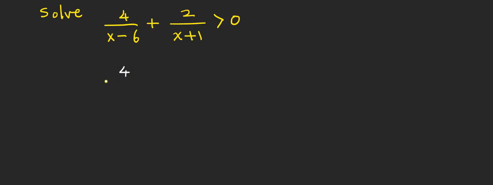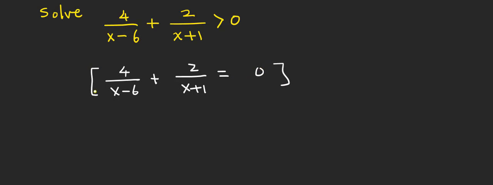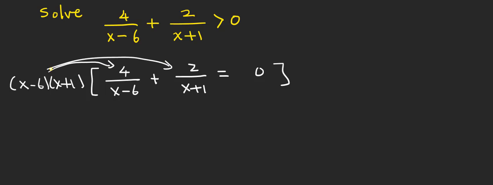Remember when we solved 4 over x minus 6 plus 2 over x plus 1 is equal to 0? We multiply by the LCD, which is x minus 6, x plus 1, to each term, and we solve for x. But since this is an inequality, you cannot do that. So what you need to do is add these two up first.